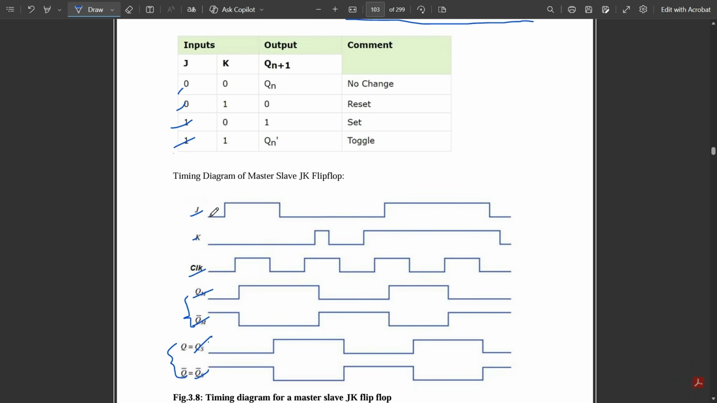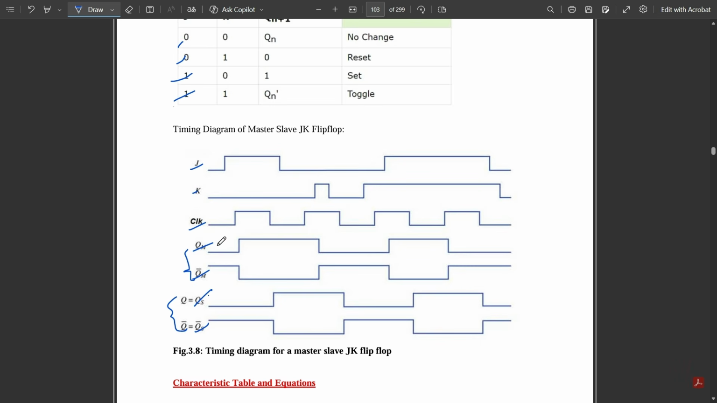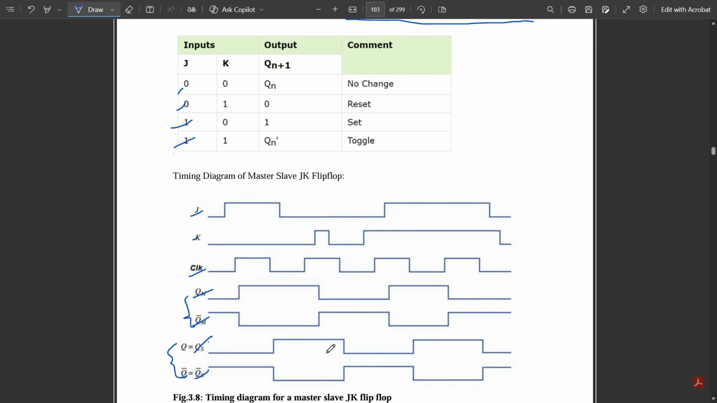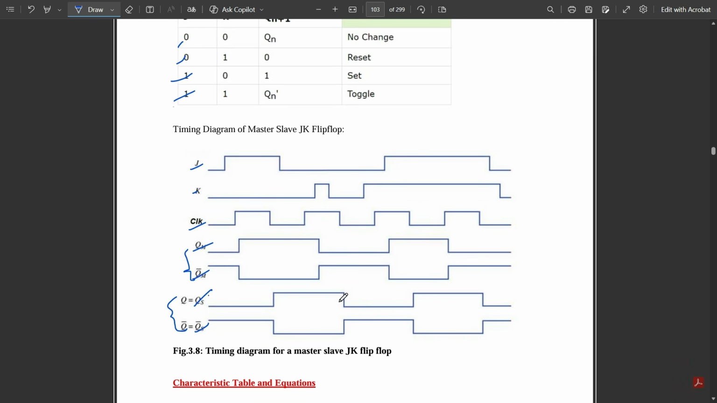You see here, when both the inputs are low and the clock is 0, what would be the output? The output would be unchanged, right? So that's why here Qm and Qm bar, the output remains the same. Like this, the complete timing diagram goes, so please note it down.